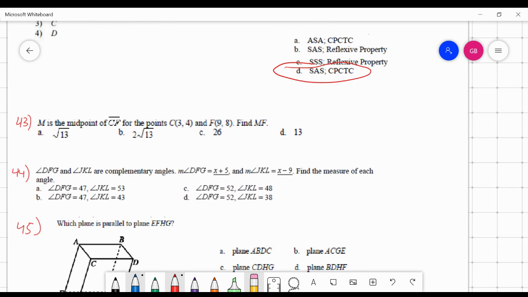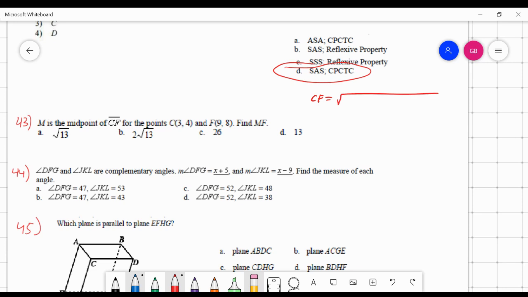43. M is the midpoint of CF. For the points given, find MF. So M is the midpoint, so MF would be half of CF. So let's find the distance between C and F, and then we'll just divide it by 2. Okay, so CF is equal to the square root.